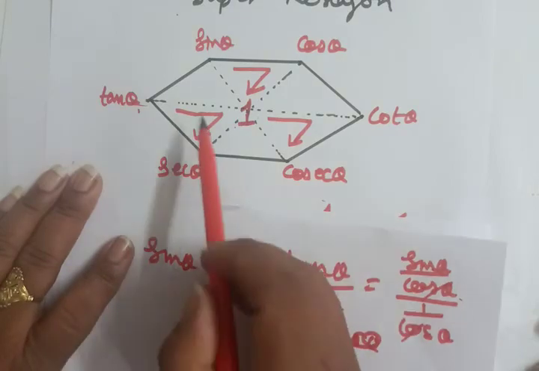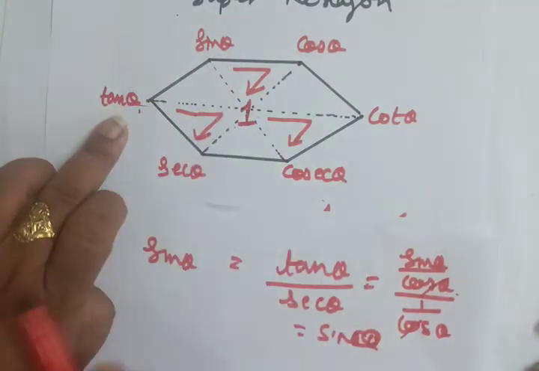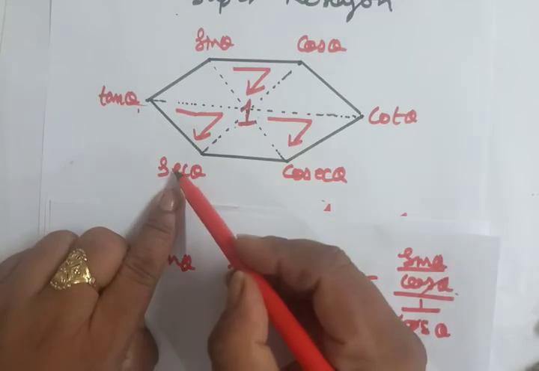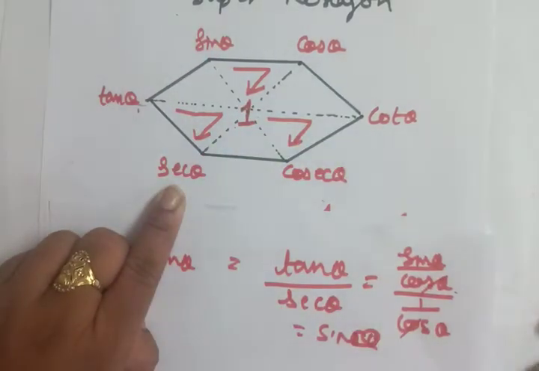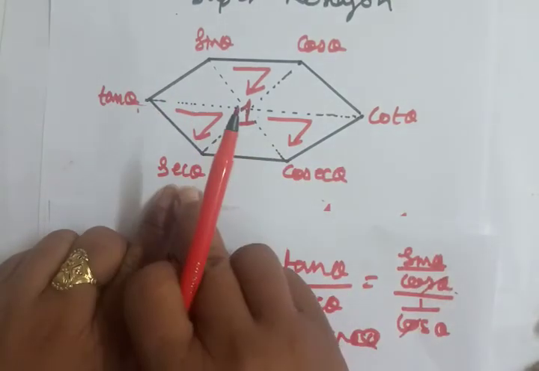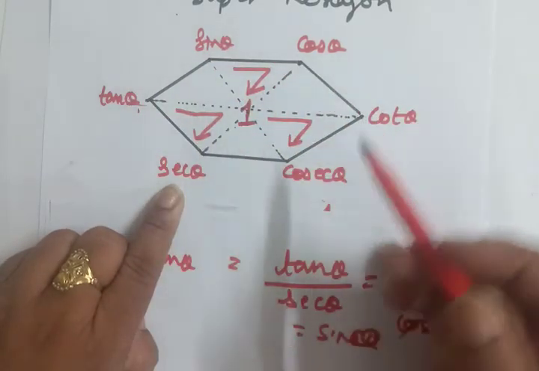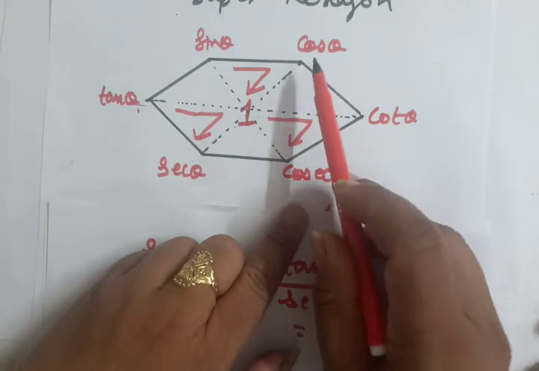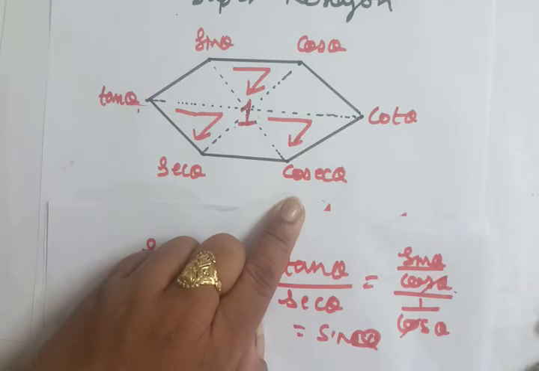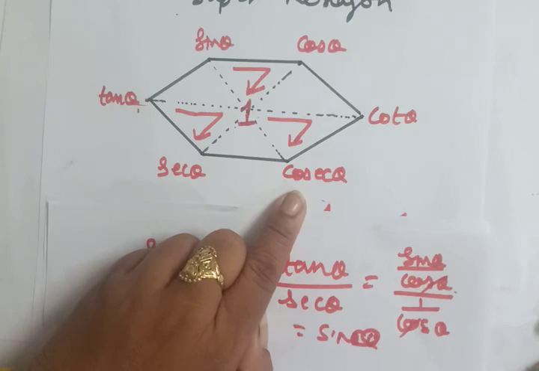So now I am telling you how it is going to help you. Few things I have written. Tan theta is equal to sin theta upon cos theta, cot theta is equal to cos theta upon sin theta, sin theta is equal to tan theta upon sec theta, and sec theta is equal to tan theta upon sin theta. Don't be confused, you will not write sin theta upon tan theta. Same, cos theta is equal to cot theta upon cosec theta, and cosec theta is equal to cot theta upon cos theta.